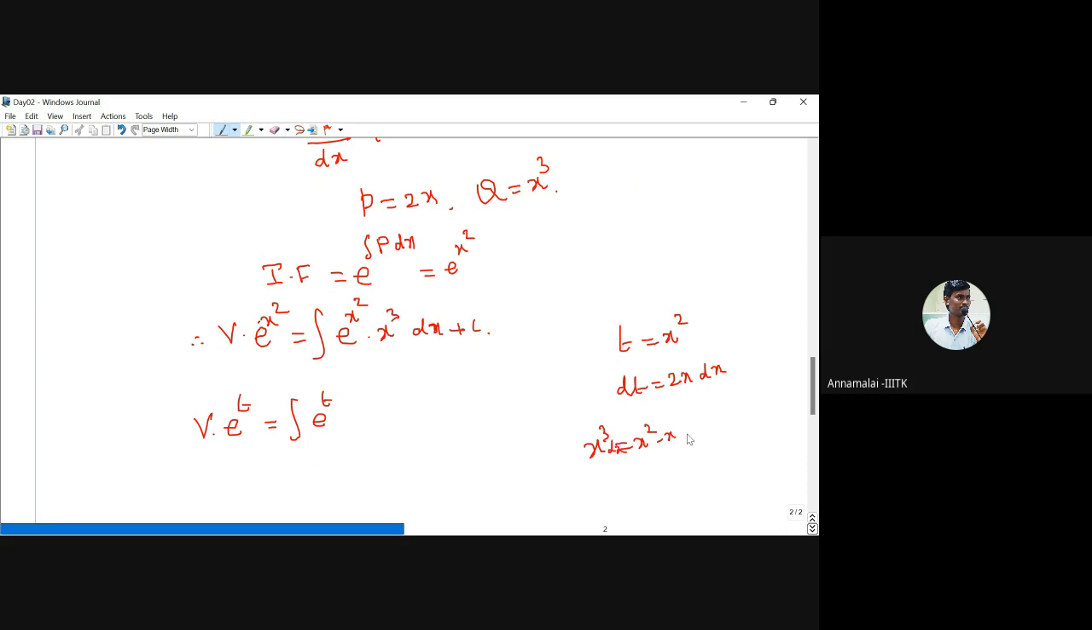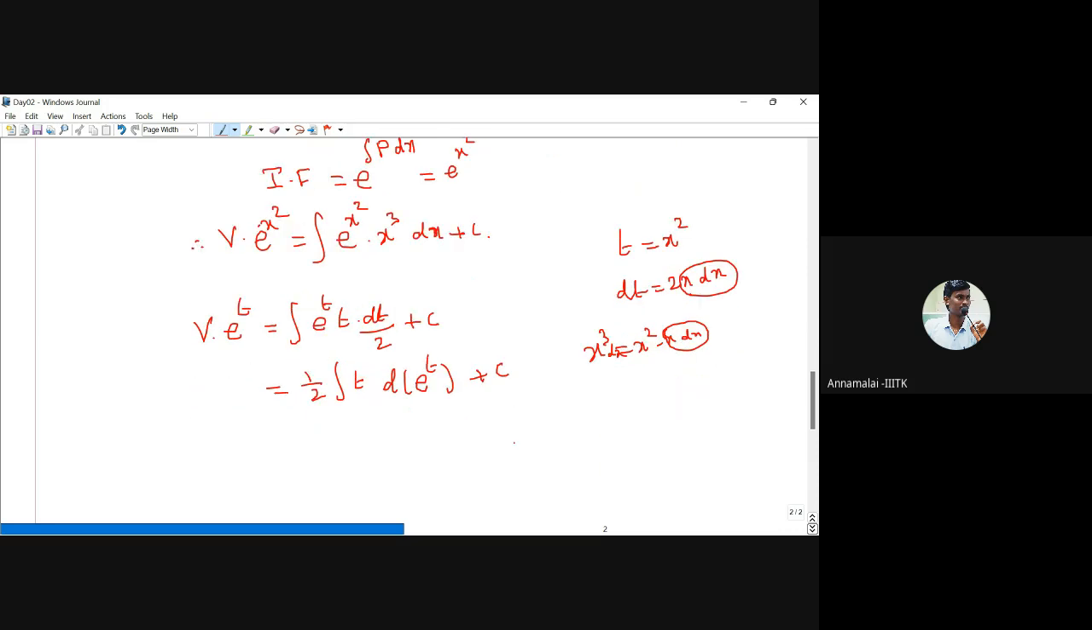So this x dx can be written as dt by 2, and then x square we can write as t. Therefore, we can write t into dt by 2 plus c. Now you can take 1 by 2 outside. Therefore, the integration has to be written in integral u dv format, that is t into d of e power t, because if you differentiate e power t, you get e power t dt. You get the same thing. So we can rewrite this.